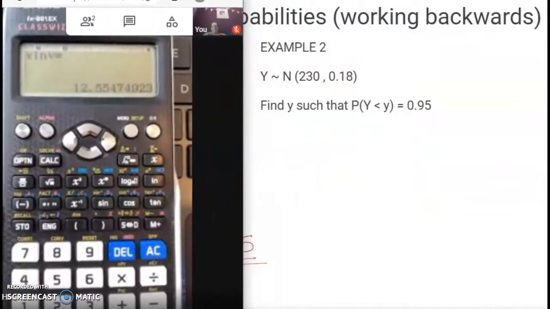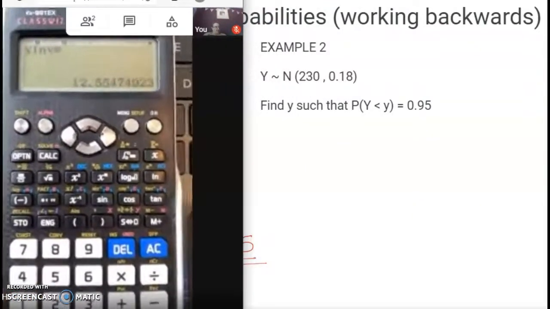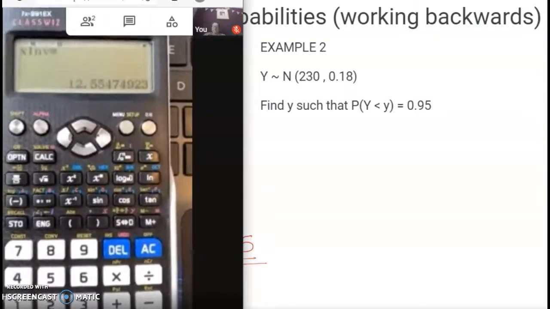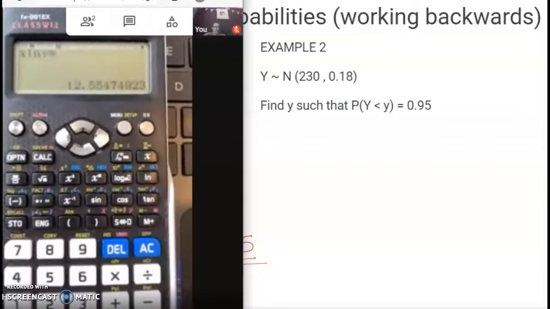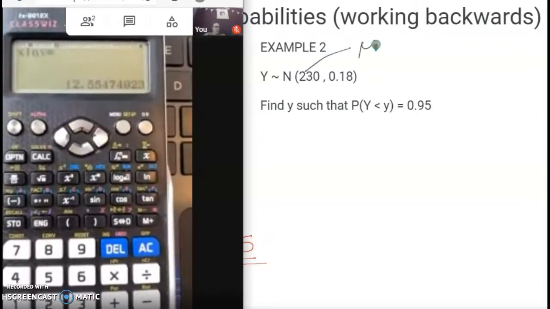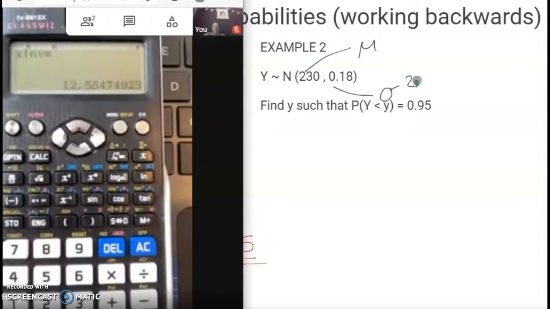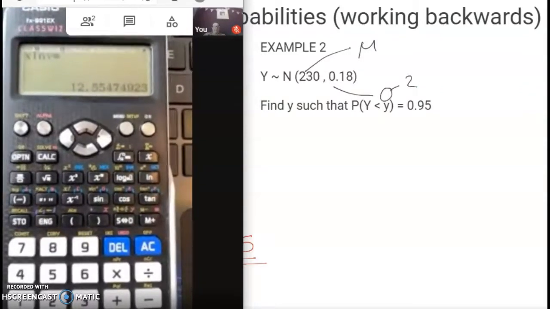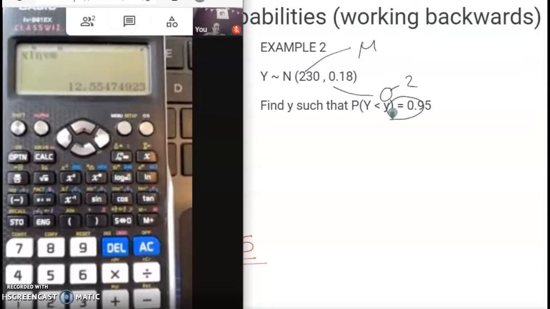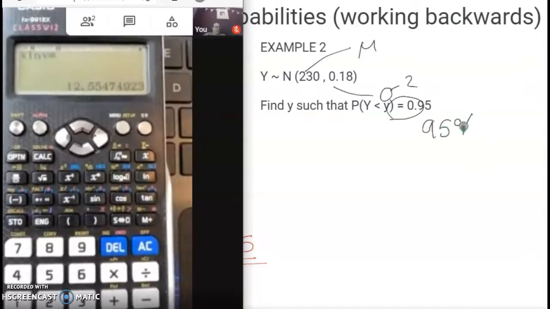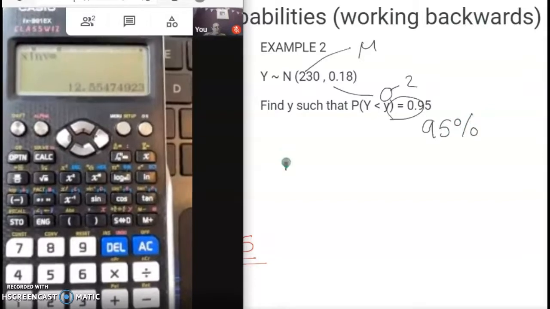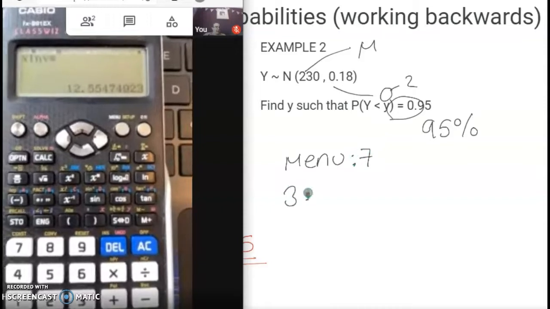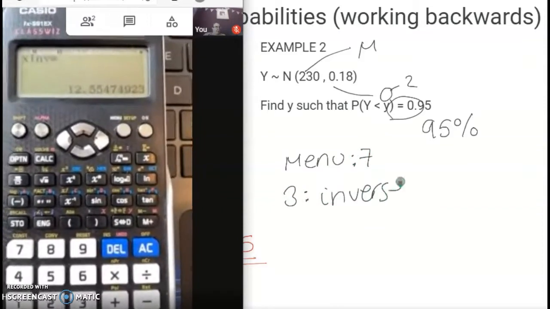So let's take a look at example number 2. And this is pretty much the same question but just with different data. So y is my random variable and it's normally distributed with a mean of 230 and a variance of 0.18. And find y such that the probability of it being less than this value is 0.95, so this time it's 95%. So again, I'm working backwards, so I want to go menu 7, I want to go 3, inverse normal.